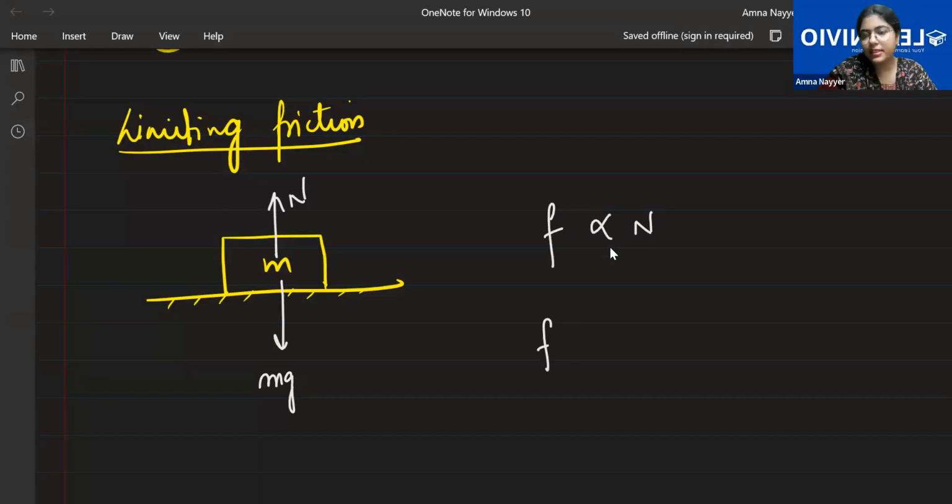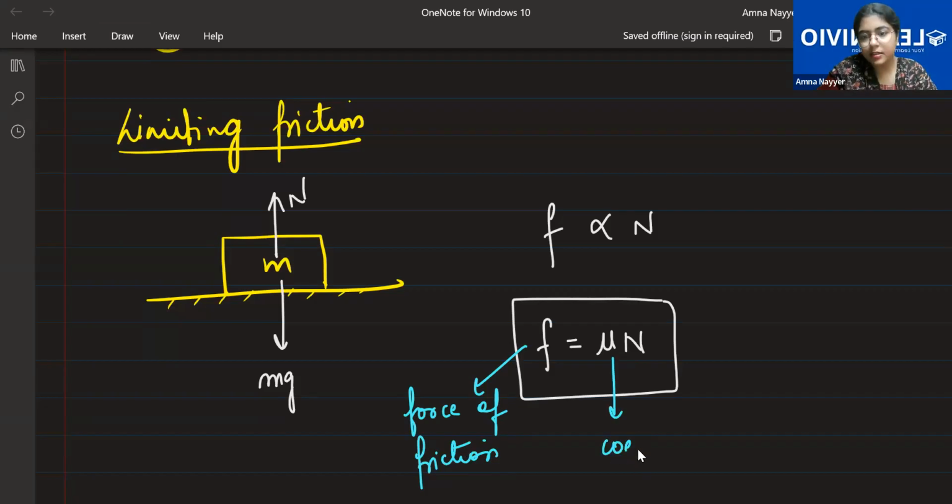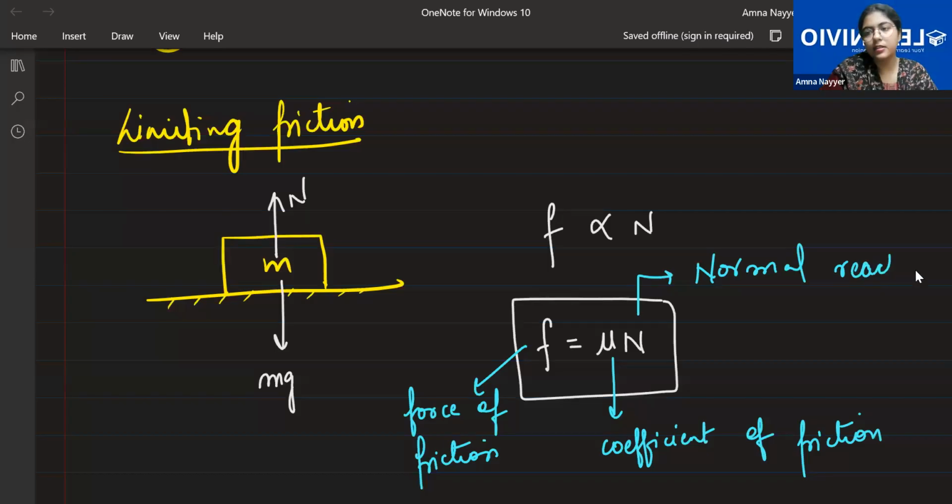Now see here, when you replace the proportionality sign, there is a constant, which is mu, that comes. F is the force of friction, while mu is the coefficient of friction, and N is the normal reaction. So F is equal to mu N is the formula.